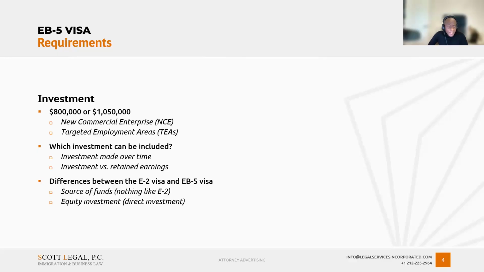So a lot of people, as I said, move from E2 to EB-5. So they have an investment that they've made for E2. Sometimes they start an entity, and let's say they've invested $100,000 in that entity. Then they may be looking to move to EB-5.